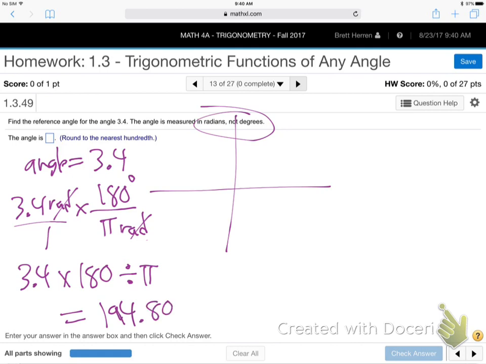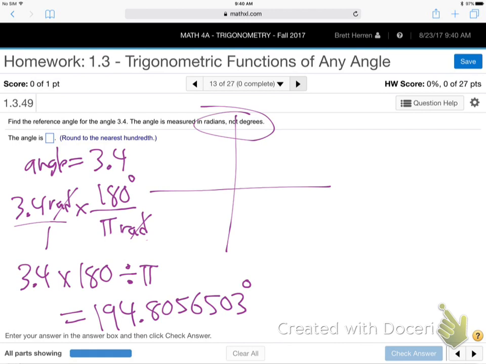194.8. How about give me a couple more? 805, 6503. Okay. And that is in fact degrees now. Are we good to there? Is that coming out okay? Does that make sense, how we did that conversion?